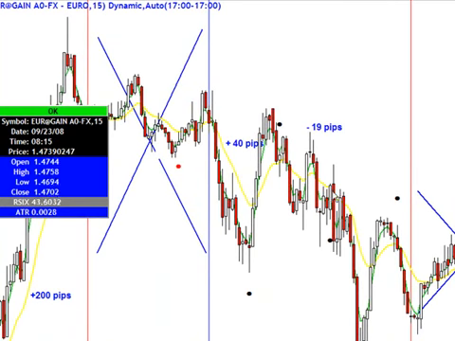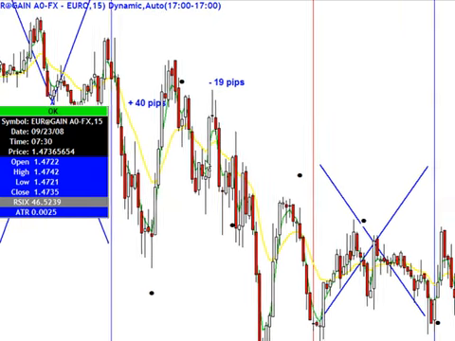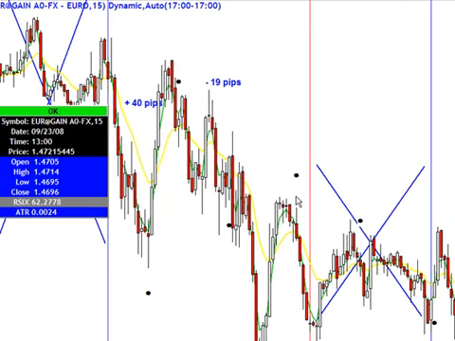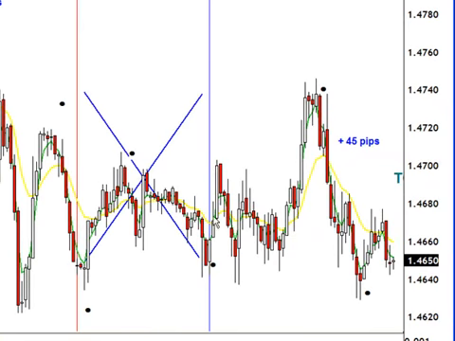and if you had exited on this opposite dot right here, you would have been probably 0 pips or plus 1 pips. And the next dot to signal was this counter trend dot right here. However, it was not overbought, so it is not a valid trade.